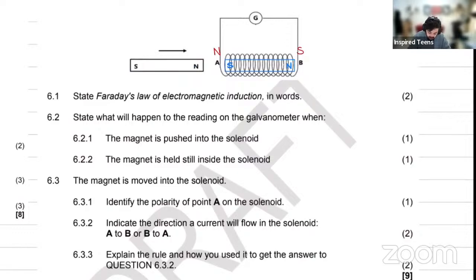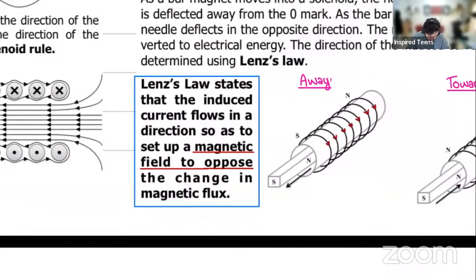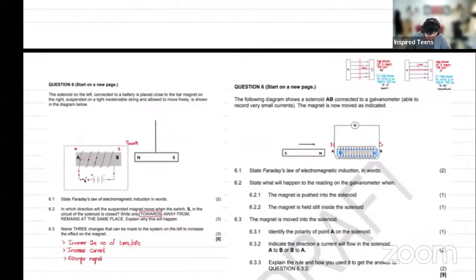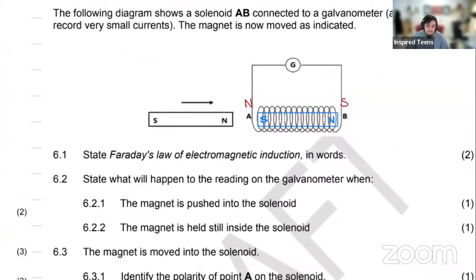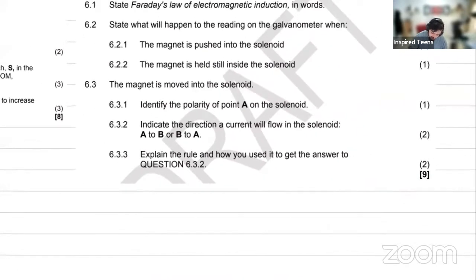Lenz's law states that the induced current flows in a direction so as to set up a magnetic field to oppose the change in magnetic flux. I hope that makes sense. Because it's moving towards, it will want to push it away. So that's why it sets up the North Pole at A and the South Pole at B. So the polarity of A is north.